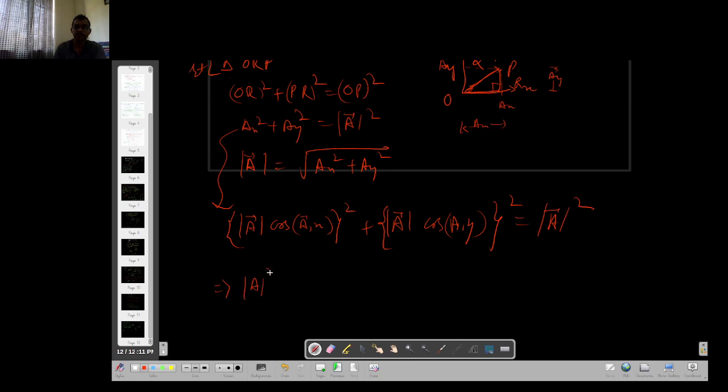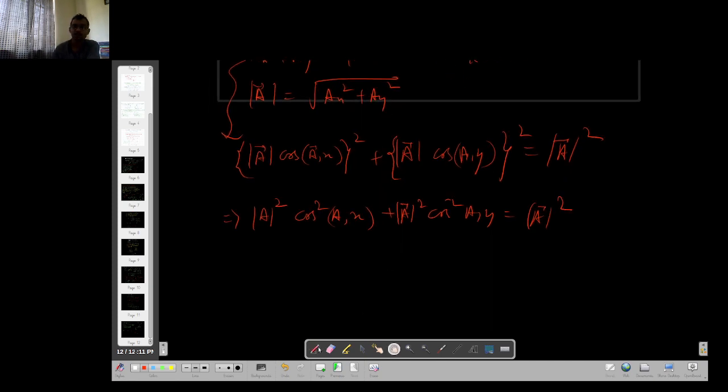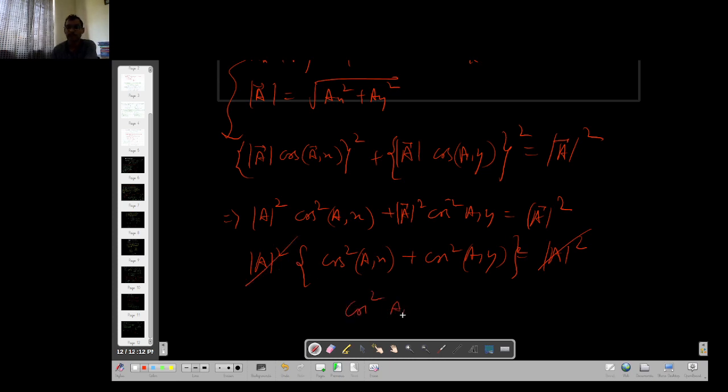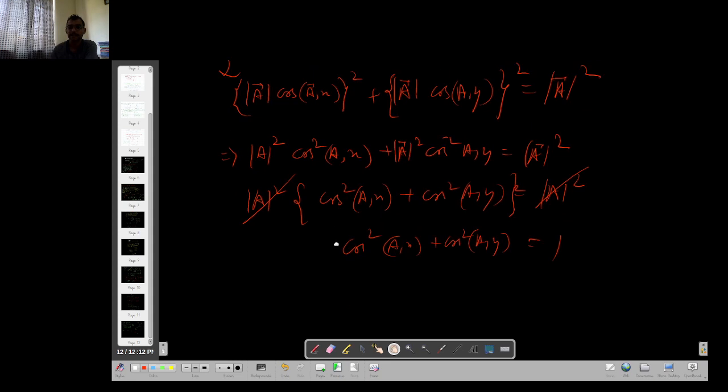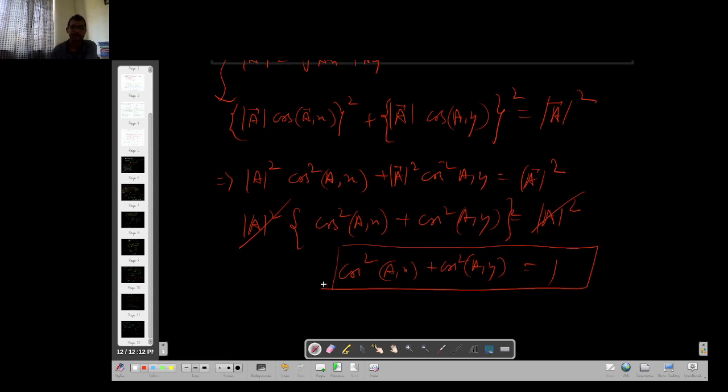So it can be written as mod of a square cos square a comma x plus mod of a square cos square a comma y is equal to this. And this mod of a square is common, so it can be taken outside. It is cos square a,x plus cos square a,y is equal to mod of a square. So this will cancel out with it. So that means cos square a comma x plus cos square a comma y is always equal to 1, right? So that's what I am getting here.